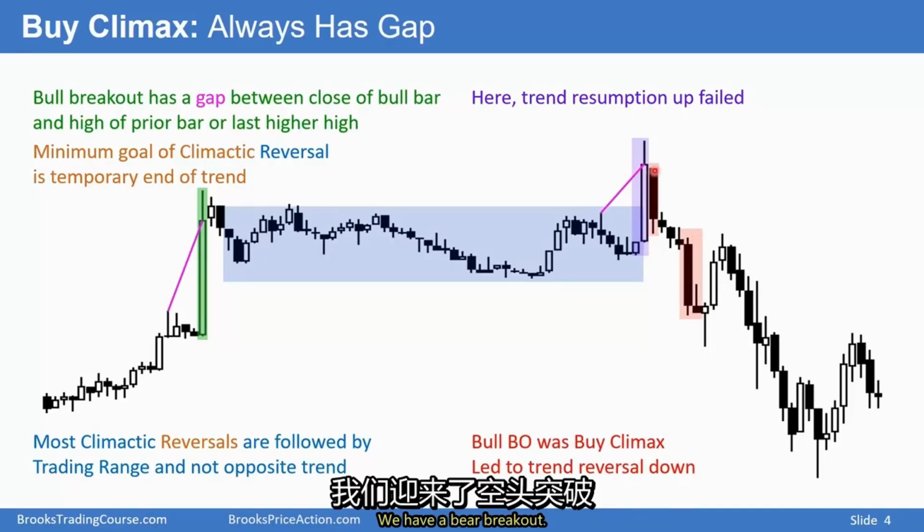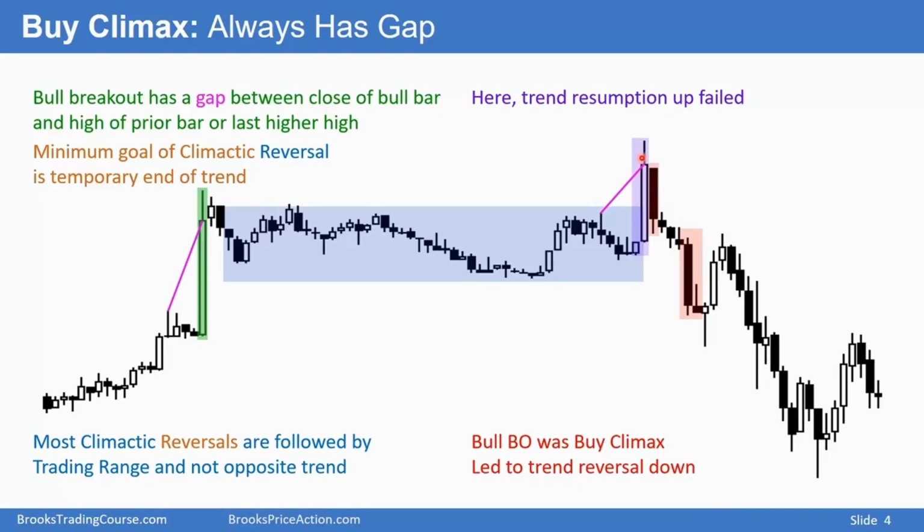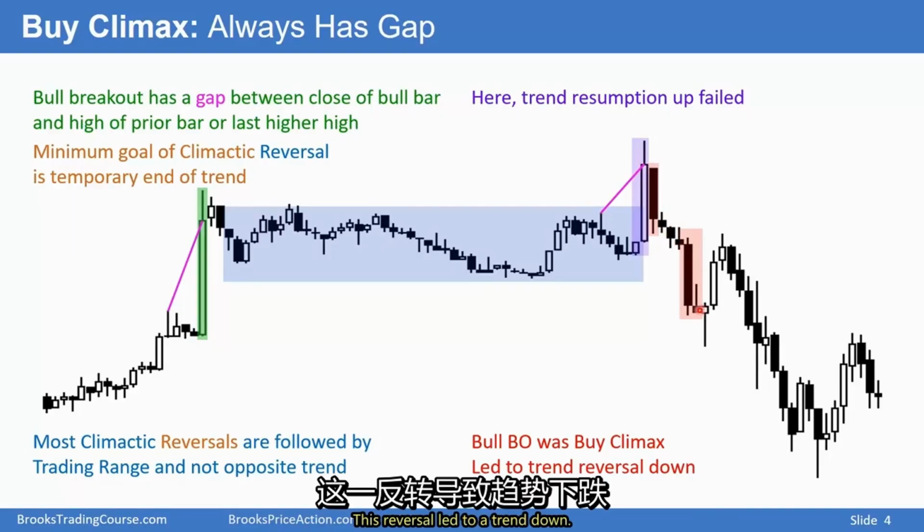We have a bear breakout. You can call this a bear breakout as well. It's a bear trend bar, and therefore it's a breakout, and it's a sell climax. This reversal led to a trend down.